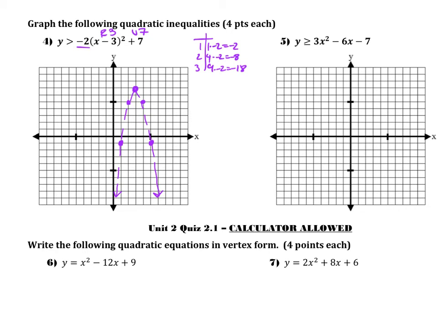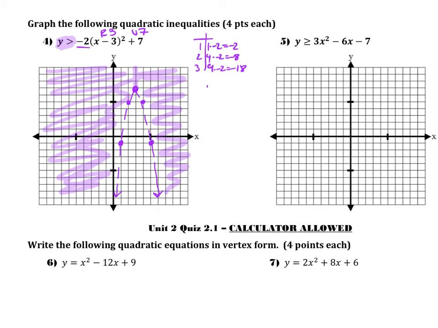Then I have to figure out where to shade. So remember, there's two ways to figure this out. One way is by looking at the inequality sign, and this says y is greater than. So if I put my pen on the vertex of the parabola, greater than would mean I go up. Up puts me outside the parabola, so I'm going to shade everything outside the parabola.